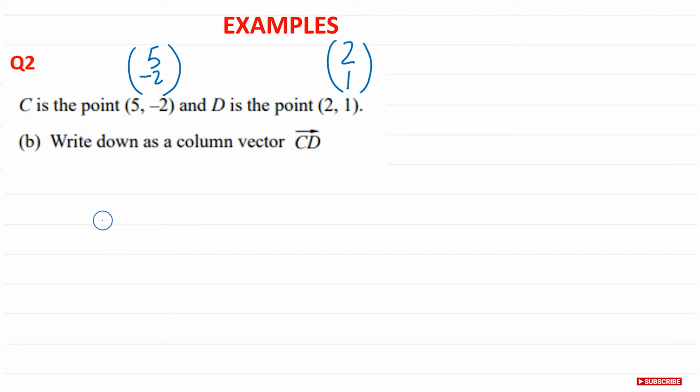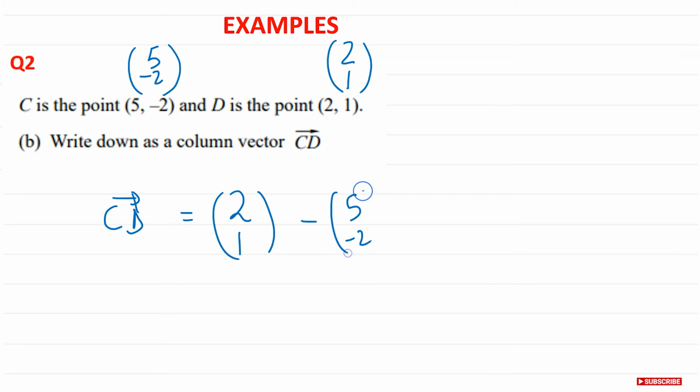And now if I want to write CD, guys, all I need to do is do (2, 1) take away (5, -2), which is going to give you 2 take away 5, which is -3, and 1 take away -2, that's going to be 1 plus 2, which is 3. Okay, so that is the answer for question 2, guys.